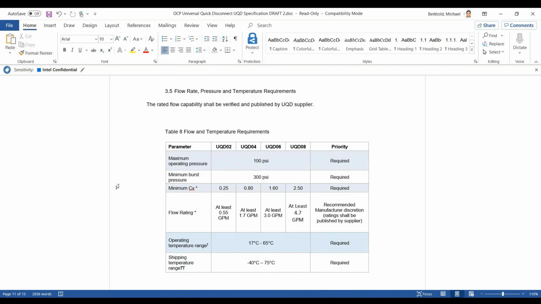And of course, in this case, suppliers meeting those minimum CVs, we have actually gone back and verified that the interchanged connectors also meet these CVs. Flow rating, you can see it's written as at least this amount of flow rate for these particular plugs. The flow rating here was calculated based on the ASHRAE recommended velocities for the sizings that we were looking at, and we wanted to make sure that we rated the couplers, the valves, for at least that flow rate, and that's what we did. We did update the flow rate for the UQD02s. I think we dropped that down from a 0.8 to a 0.55 based on some feedback from our suppliers. So that's where we ended up.